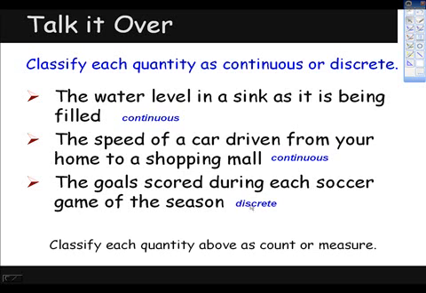How about, say, count or measure? So if something is continuous, would you measure or count the water level in a sink? Well, of course you would measure it. How about the speed of a car? Well, you would measure that. How about soccer goals? You count those. So notice continuous things are measured and discrete things are counted.